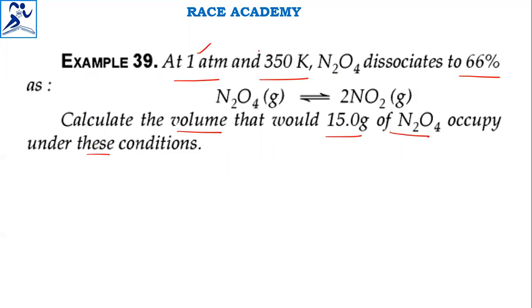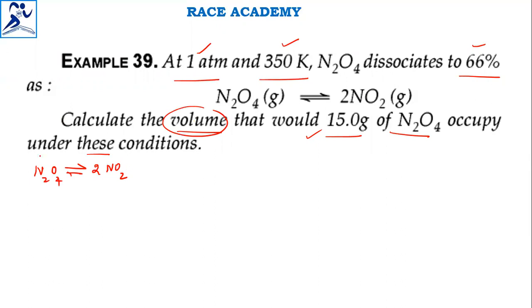So we have temperature, we have pressure, and we have a percentage decomposition and 15 grams of N2O4. We have to find the volume only in this problem. From the question, what we can understand first is that 66% is there. The equation given is the decomposition of dinitrogen tetroxide, N2O4, into NO2.